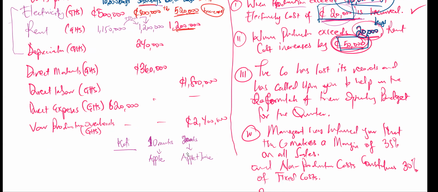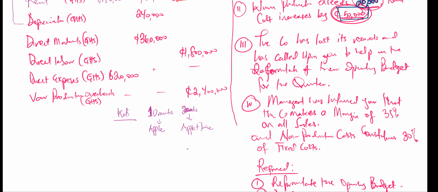True. Now, in the information we had 10 marks, meaning Kofi will have what? Is it not apple? We had 30 marks. Has it exceeded 20 marks? Yes. So Kofi will have apple and juice. And then we had 60 marks. Kofi will still have apple and juice because he has exceeded 20.